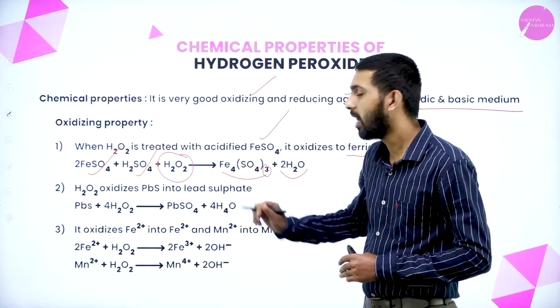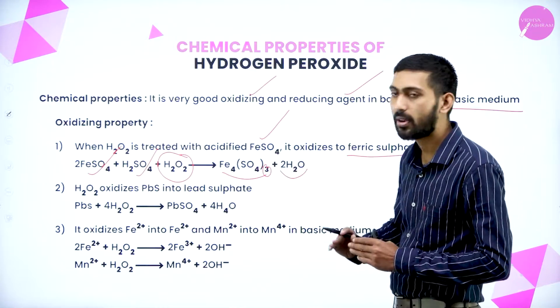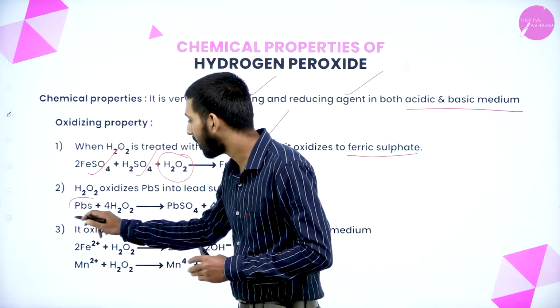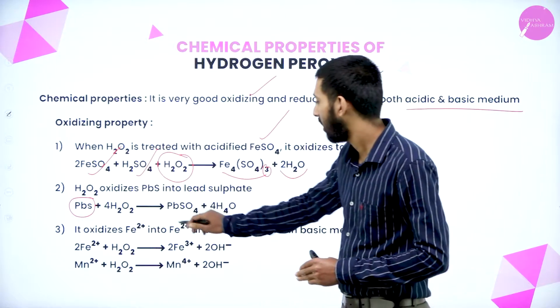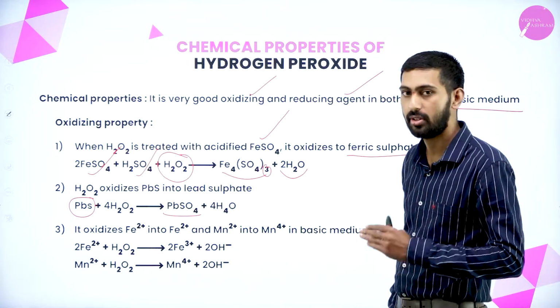Okay. Next thing is hydrogen peroxide. When hydrogen peroxide is treated with which one? Lead sulfide. Hydrogen peroxide is treated with lead sulfide, we will get lead sulfate. We should know that. Okay.